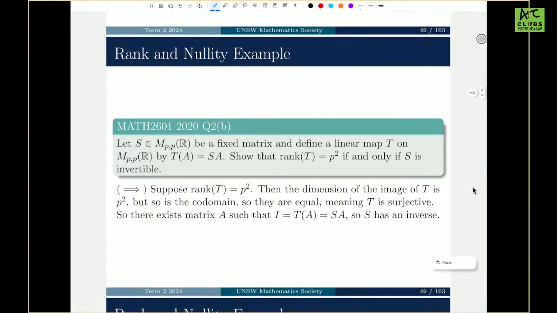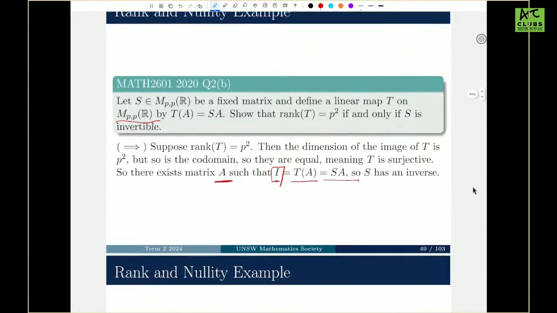Let me get injectivity as well. Well, you have surjectivity, but then you also have that, what do I have here? Anyway, using surjectivity, I can say that there exists a matrix A such that the identity equals T of A, because this is from surjectivity. So the identity is one thing in this space, so there exists something in the input that maps to it. So I can say I equals SA for some A. But that just instantly means that S has an inverse.